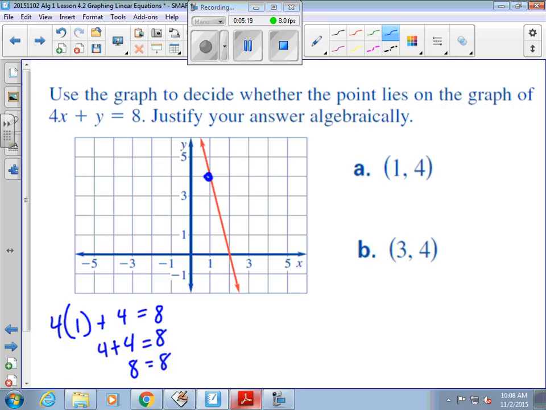Graphically, very quickly, we can determine that it is not a solution. (3, 4) absolutely doesn't pass through the line. So it should not be a solution. Let's check it algebraically to make sure. 4 times x plus y is equal to 8. 4 times x is 12, plus 4, 16 is not equal to 8. We can see very clearly that is not a true statement. So that's doing it both graphically and algebraically.